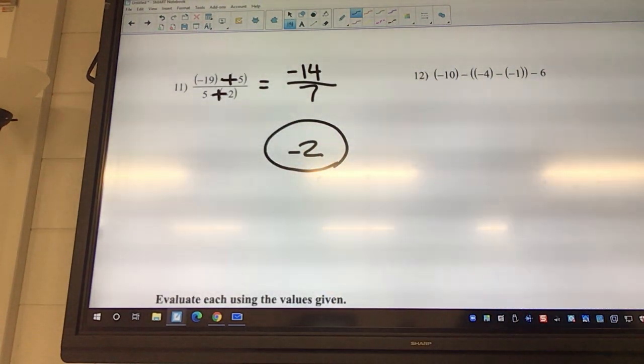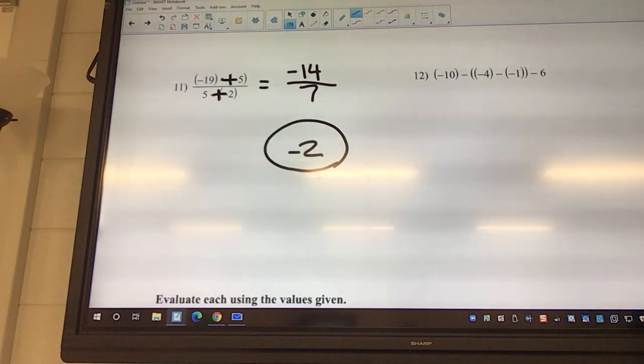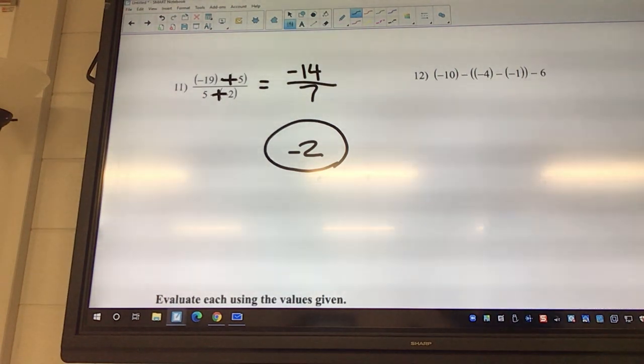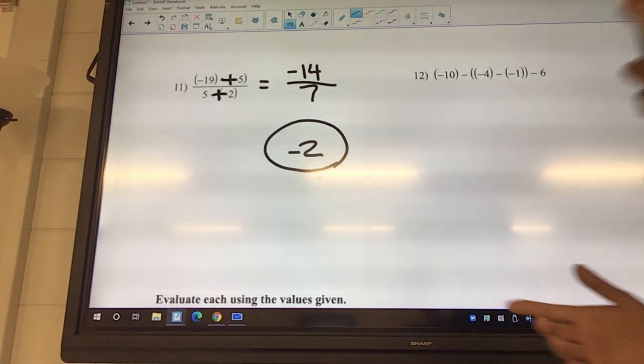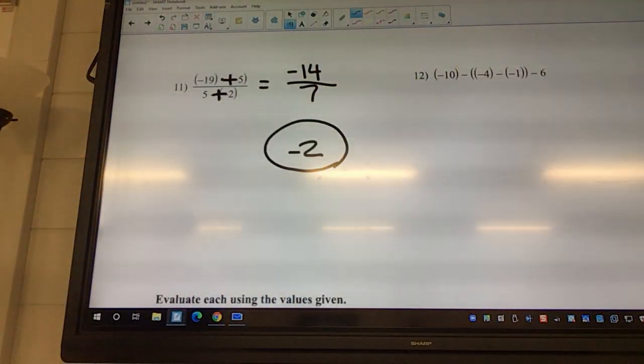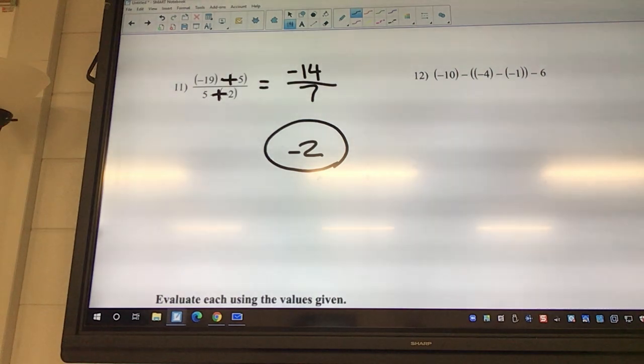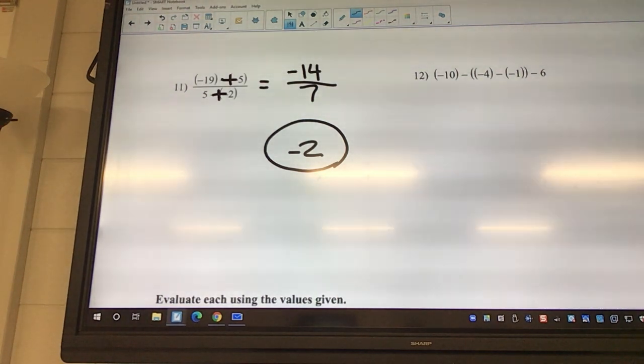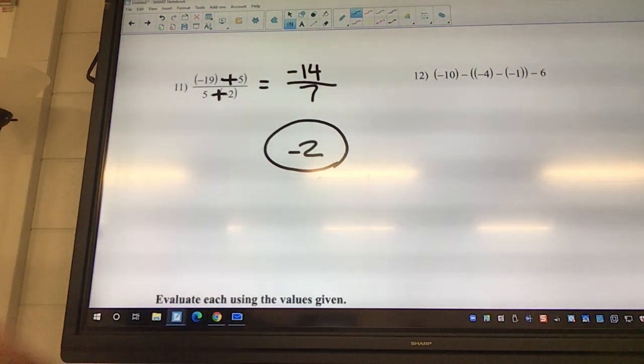Okay, and I will tell you, these calculators are actually really nice. If you type in the little fraction, and you just put negative 14 on the top and 7 on the bottom, and you hit equals, it'll simplify it all for you. Okay, so you don't even have to think about doing the fraction. It kind of does it all for you.